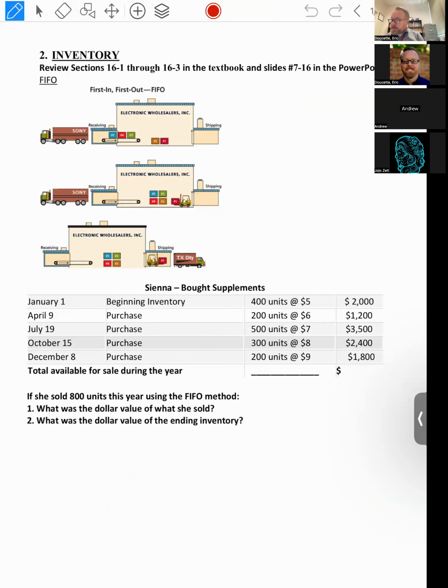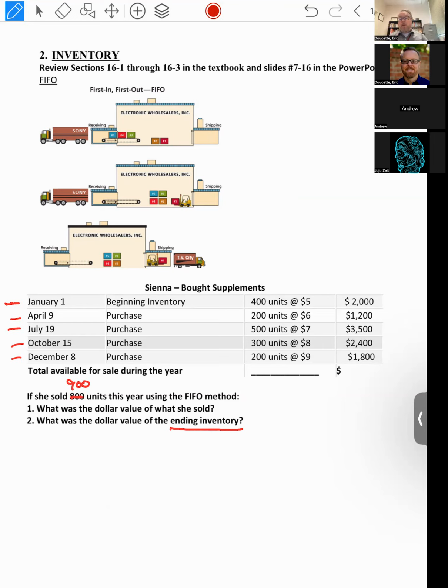So here we have an example. We have a beginning inventory of January 1st, and then we added more on April 19th. We added a few more on July 19th. We added a few more on October 15th, and we added a few more on December 8th, right? So it says if she sold 800, I'm going to change that to 900 because I made a mistake on that. If she sold 900 units using the first in, first out method, what was the dollar value of what she sold and what was the dollar value of the ending inventory? Now, just so you know, in most cases, the problems are asking you for what is your ending inventory value. In other words, what do you still have left after you sold what you sold?